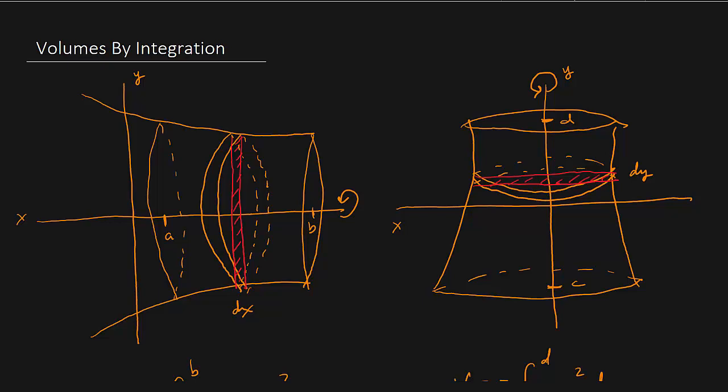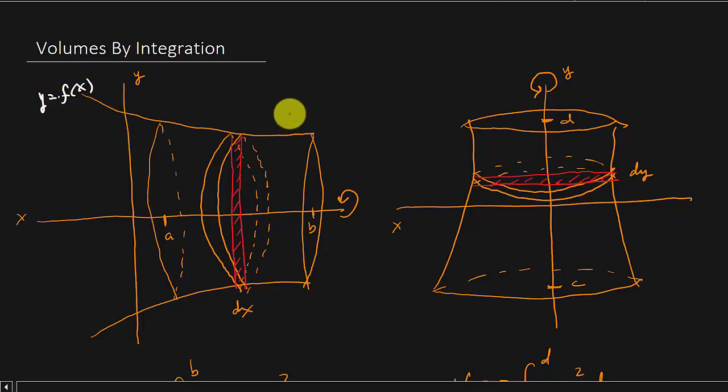So in this video, you have a function, say y equals f of x. That's this curve right here, and what we want to do is revolve it about the x-axis. If we revolve it down here, it creates a solid, and we want to find the volume of it.